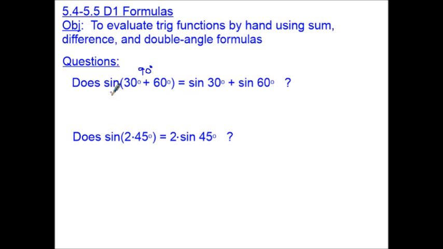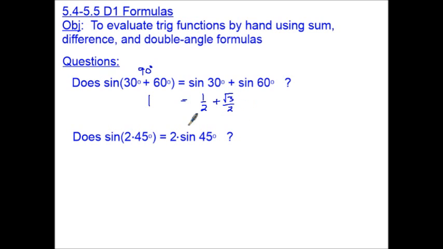Well, sine of 90 degrees, let's verify whether or not this is true. Sine of 90 degrees, of course, is equal to 1. Let's see if that's equal to sine of 30 plus sine of 60. If I reference my unit circle here, sine of 30 ends up being 1/2, and sine of 60 ends up being root 3 over 2.